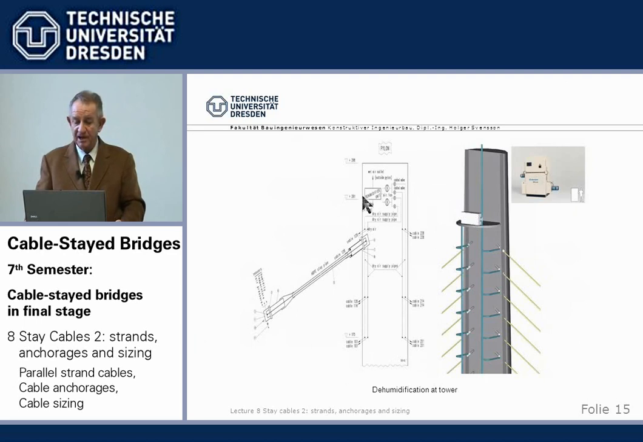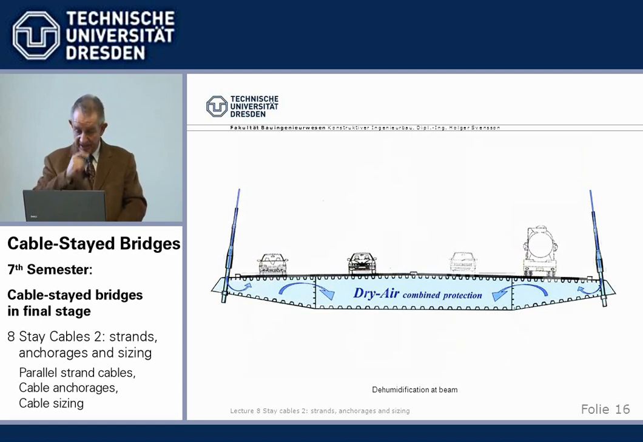They have a dry air unit at the tower, and they have then the PE pipes around the strands, which are not grouted or so. It's free as air in. So they can circulate the air there. And now take it one step further, which I think is really interesting. It's not yet done, but I think it's a good idea.